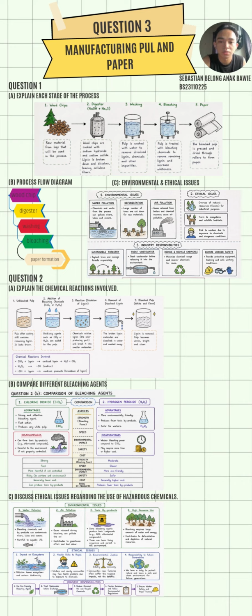After that, the pulp is washed to remove the impurities and leftover chemicals. Then bleaching is carried out to remove remaining lignin and improve the brightness of the pulp. Finally, the pulp is pressed and dried to form paper.